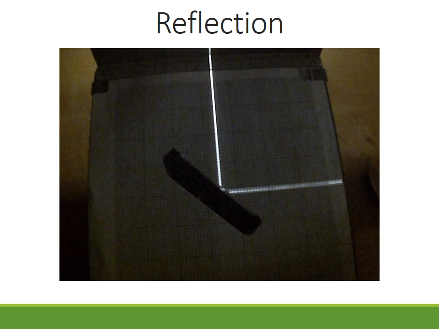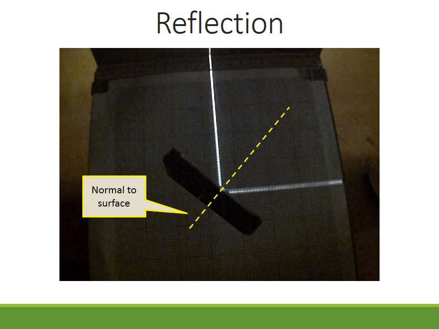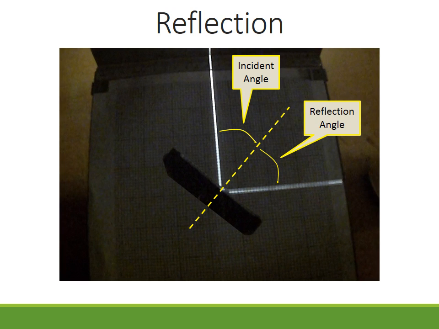So here is that mirror again at 45 degrees to the horizontal, and what looks like a 90-degree angle between the incoming and reflected rays. If we construct a normal or perpendicular to the surface of the mirror, then we can understand the principle of reflection. And that principle is that the incident angle and the reflection angle are equal. Right? So the incident angle is the angle that the incoming ray makes to that normal, and the reflection angle is the angle from the outgoing ray to that normal.